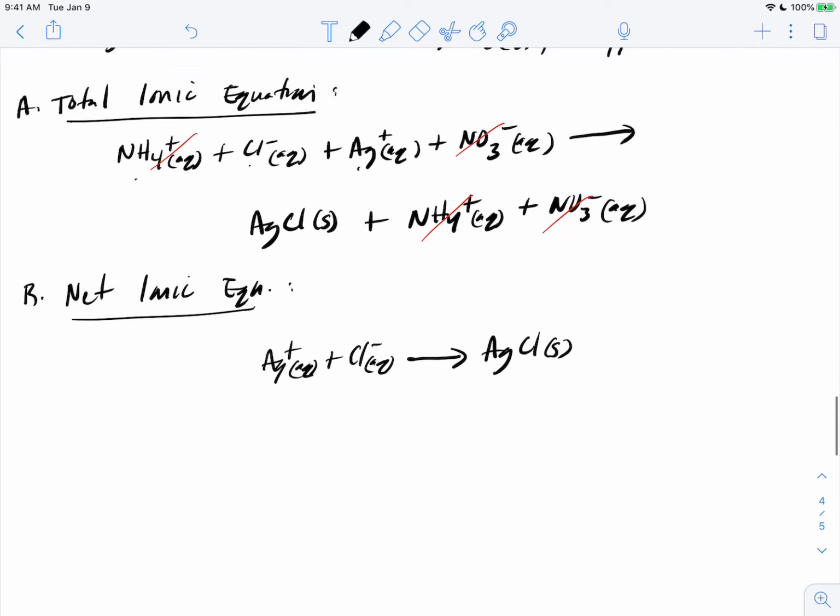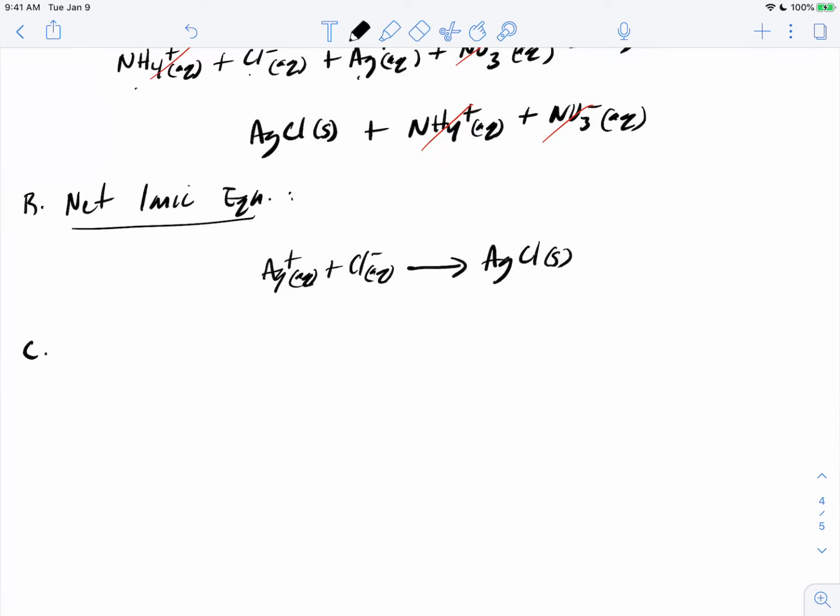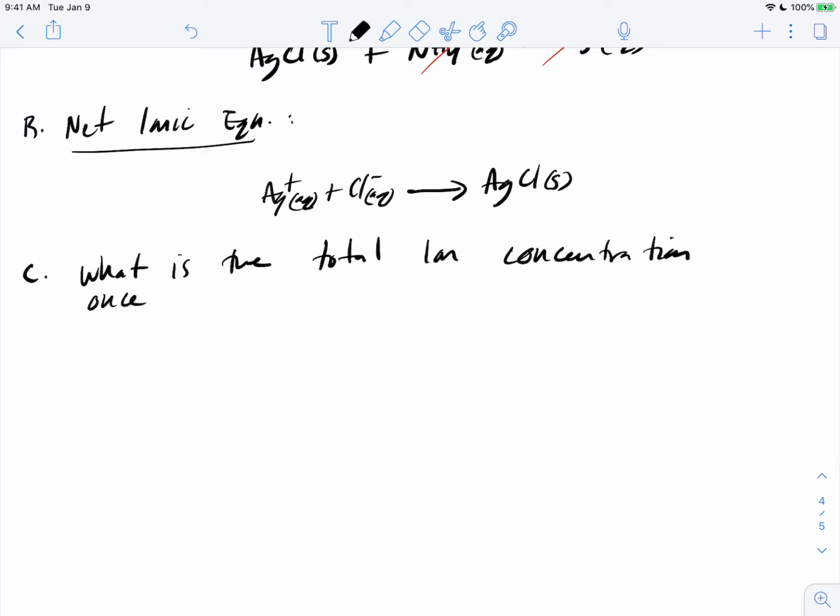And then we can continue calculating some things in terms of concentration. This actually seems like a simple question, but it's actually not. So what is the total ion concentration once the solutions are mixed?